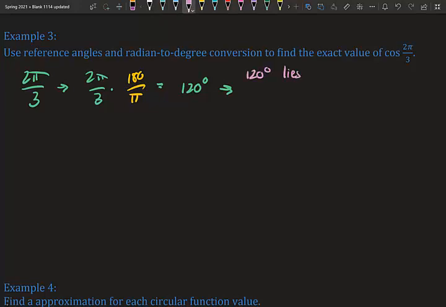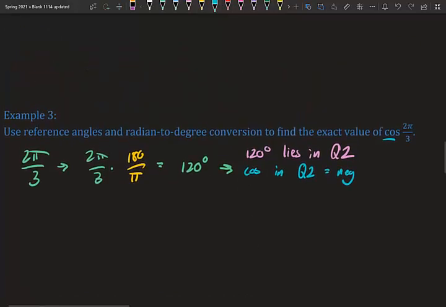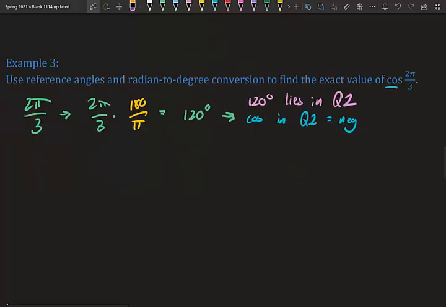So 120 degrees lies in quadrant 2. That's in quadrant 2. So cosine in quadrant 2 is negative. And remember, I'm using CAST, C-A-S-T. So in quadrant 2, cosine is going to be negative. Alright, so now we know we're working in quadrant 2.